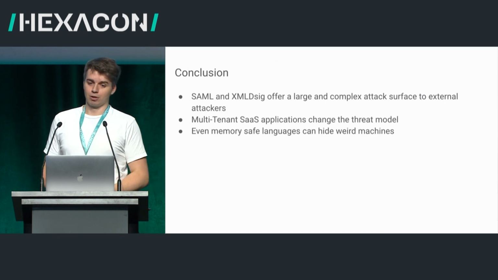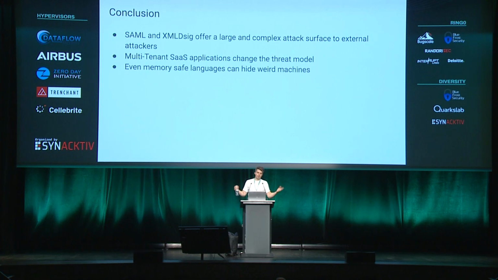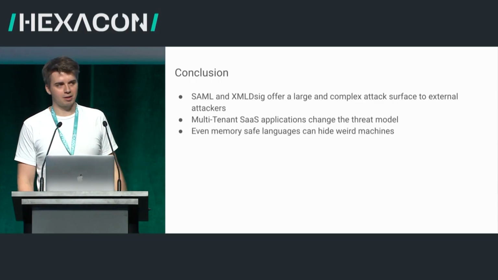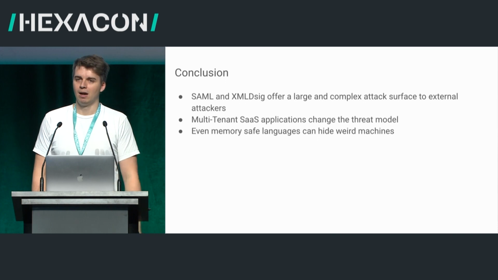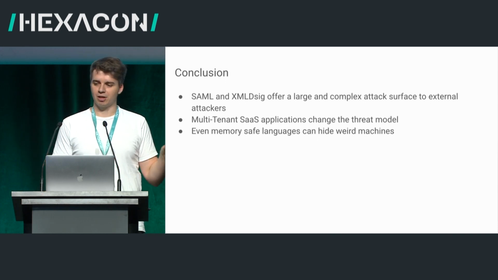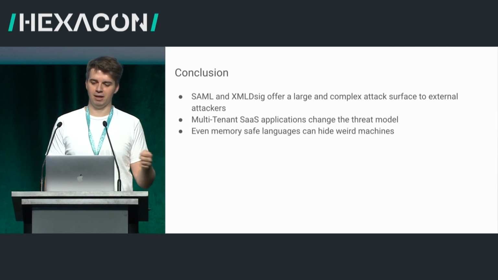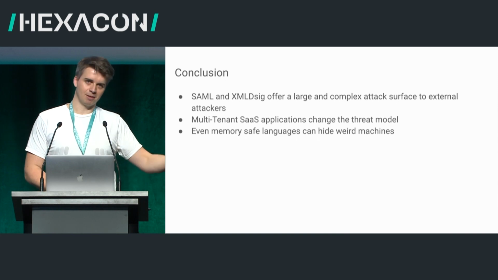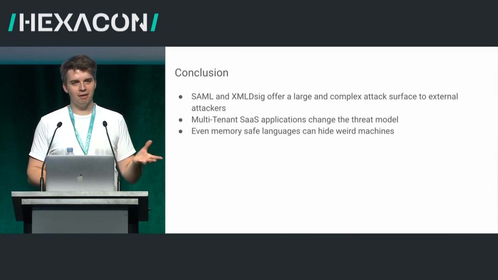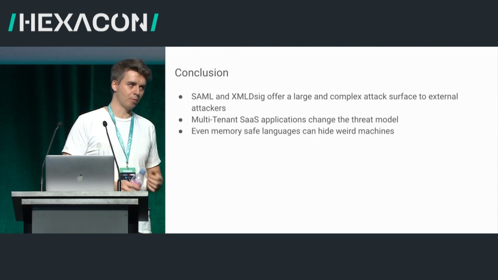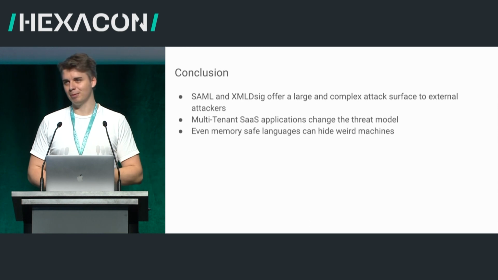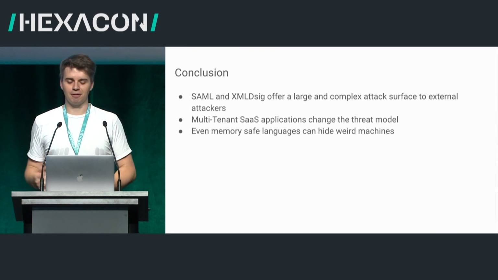Some final conclusions before I wrap up the talk. SAML and XML DSig in particular offer a large and complex attack surface to external attackers. There's still a lot of bugs hidden, so you can expect some more follow-up publications on this. Multi-tenant applications change the threat model for this whole attack surface and make these attacks more relevant for modern cloud environments. And I think this is something for all the exploit developers in here: you can find really interesting weird machines even in memory-safe languages. So I guess even if the whole world moves away from memory-unsafe code, we can still find stuff like this and have fun.